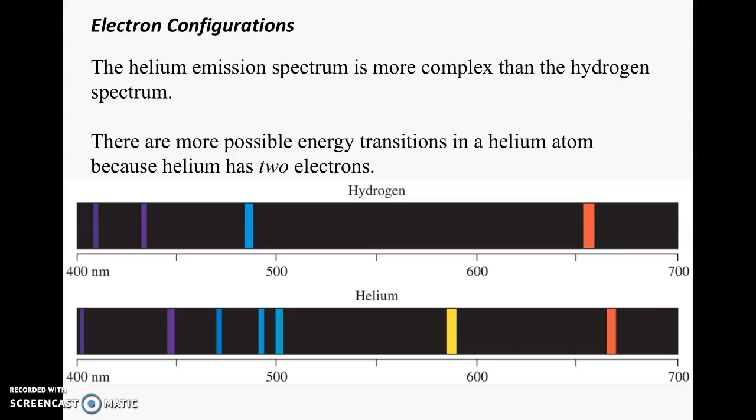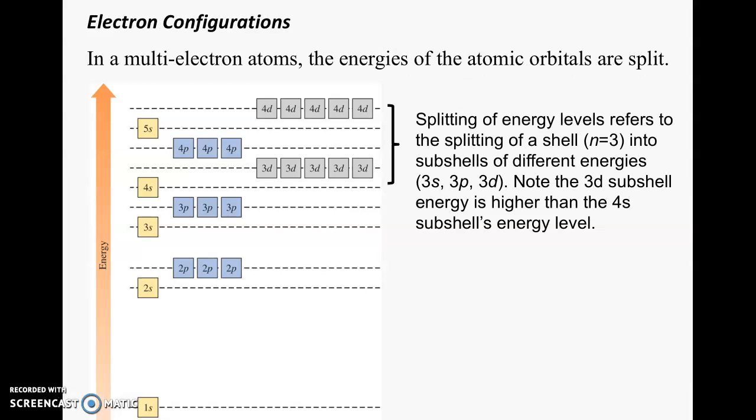I mentioned once before that once you have more than one electron in an atom, things get much more complicated. And in this case, you can see the helium emission spectrum has more lines than the hydrogen, and this is due to the fact that it has two electrons, and this behavior was not well described by Bohr.